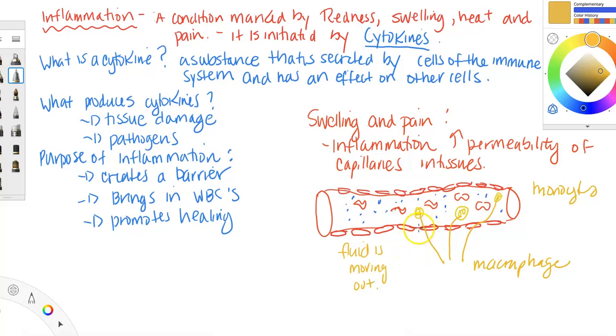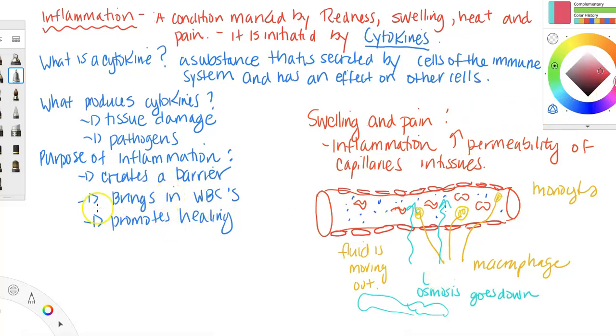And because it's pushing more stuff out than normal because of this leakiness of the capillary, so the proteins and stuff like that, that means that osmotic pressure, the osmosis, is down. It's not as strong, right? So osmosis goes down. So less fluid is now going back into the capillary. So the fluid is kind of staying out here, and that's what's causing the swelling there.